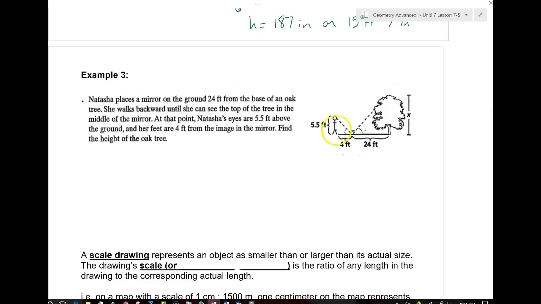Then what do we assume about the person? Well, they're perpendicular to the ground, and the tree is perpendicular to the ground. If I have 2 pairs of congruent angles, how are those triangles congruent? A similarity, right? So angle.